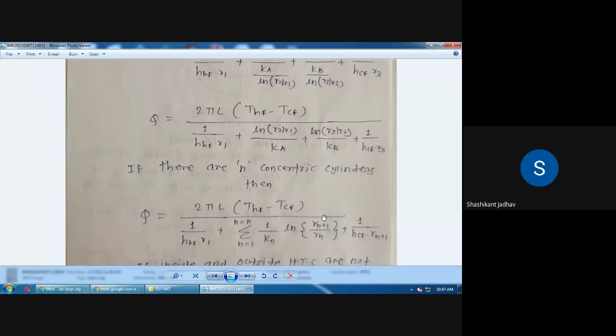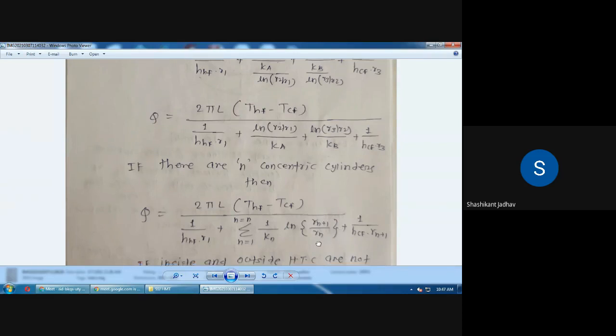So if there are 3 layers, then 3 terms will come. Okay, if 4 layers, then 4 terms will come. So in that way we have to write down the equation. So this is the equation if there are n concentric cylinders.